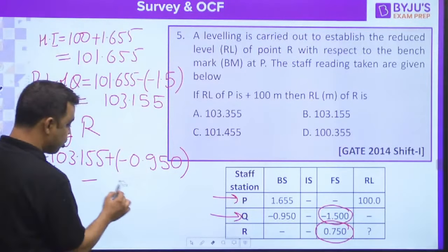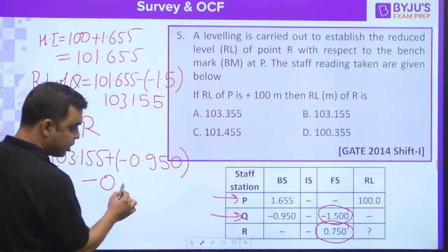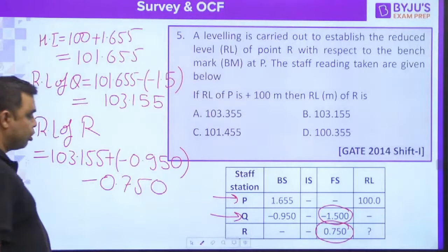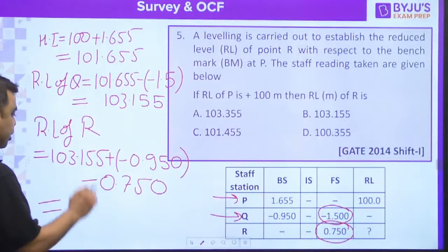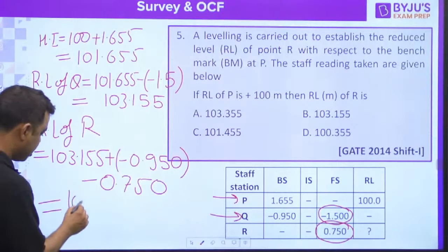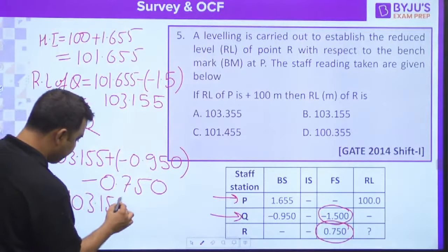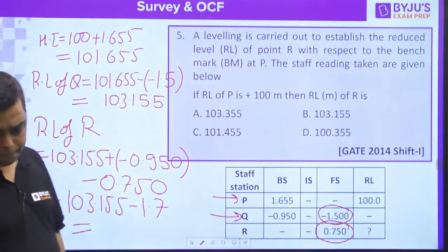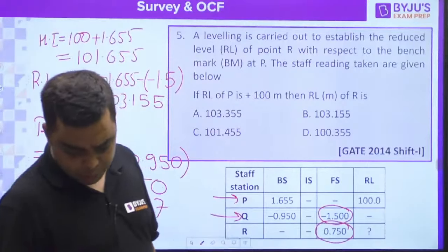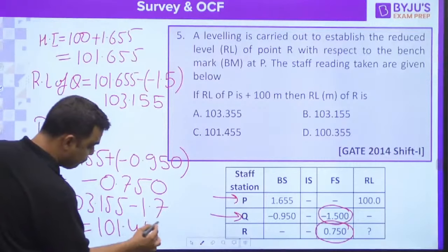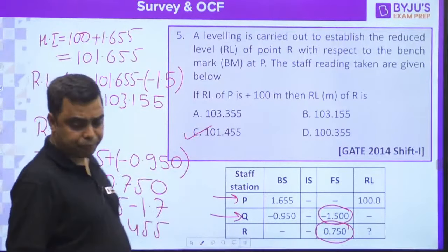Let me write this. It is not 750, it is 0.750. So we will get the answer. If I add this, it will be 1.7, which I have to subtract: 103.155 minus 1.7. So how much will be the answer? Is it 101.455? 101.455, and that is my option C.